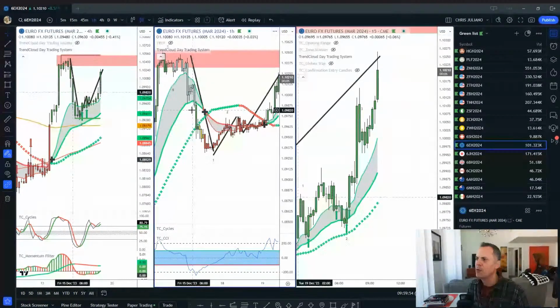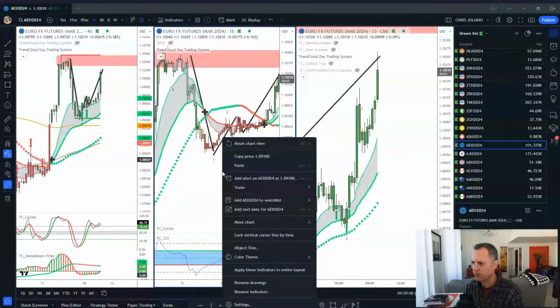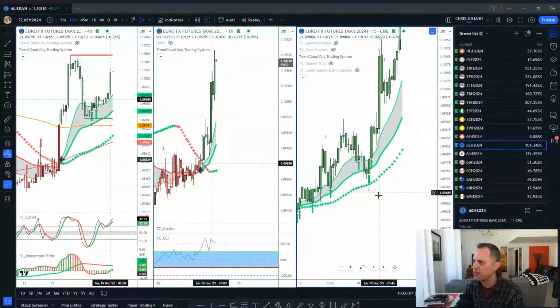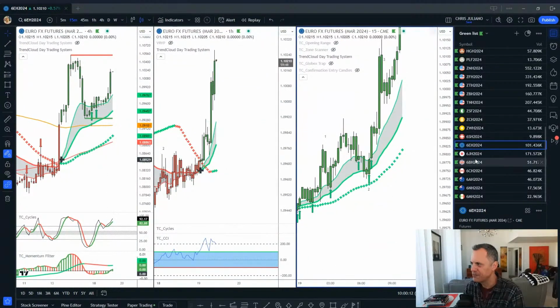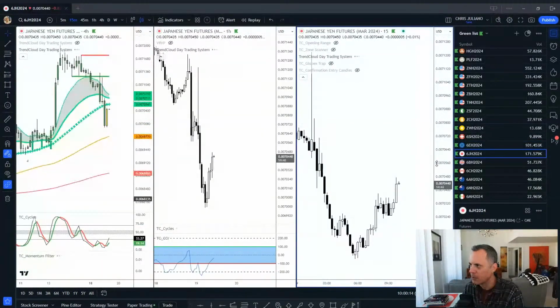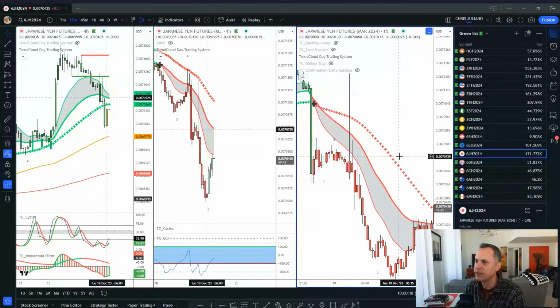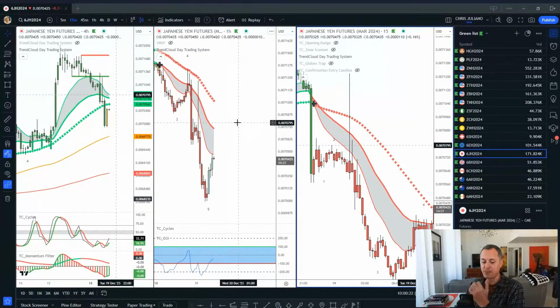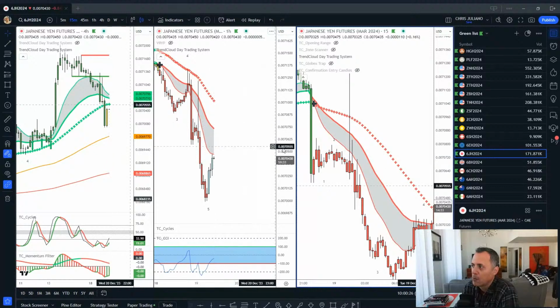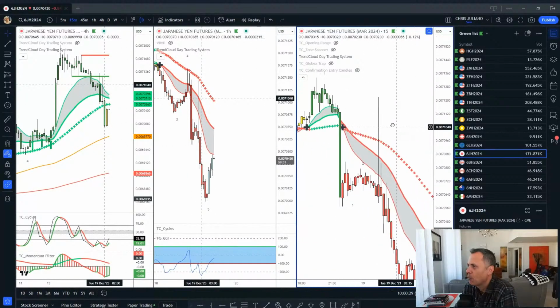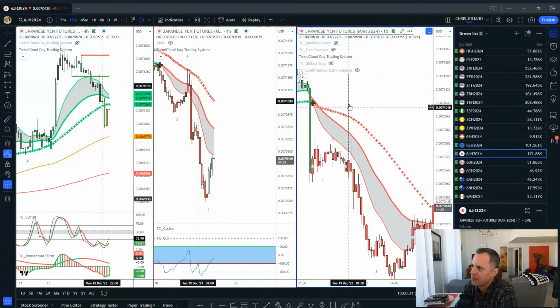Okay, let's see here. So that's a really important concept to apply to your trading strategy. Okay, how is the Japanese yen doing? Oh my God, there it is. What did I tell you guys? What did I tell you guys? The Japanese yen is a beautiful thing to short.